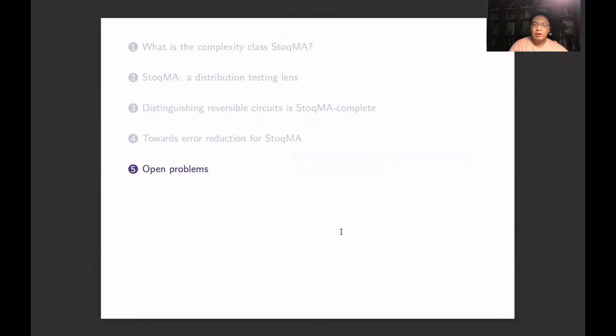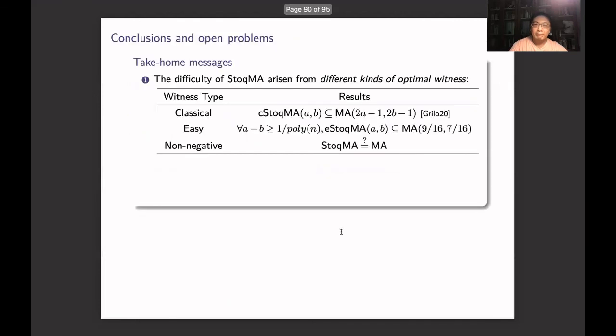Now we move to the open problems and the summary. So the take-home message in my talk is that the difficulty of StoqMA arises from different kinds of optimal witness. If the optimal witness is a classical witness, then by a short proof by Grilo, we know that StoqMA contains MA, and this proof preserves the completeness and soundness parameters A and B. Namely, even if the gap between A and B is eventually small, we still have this inclusion.